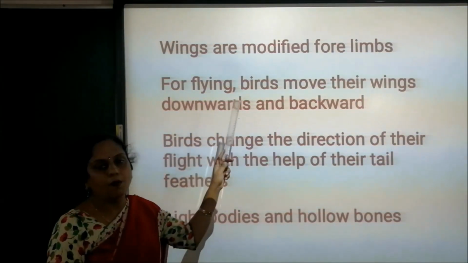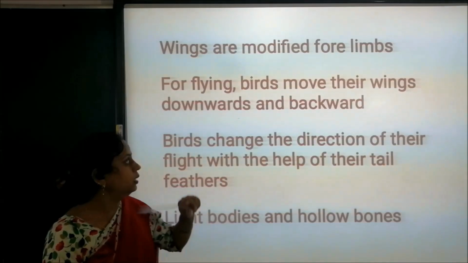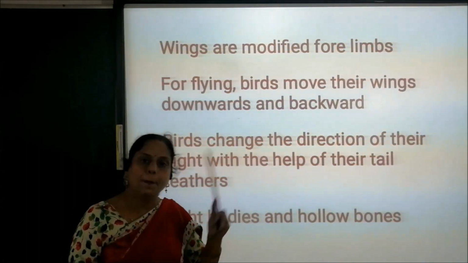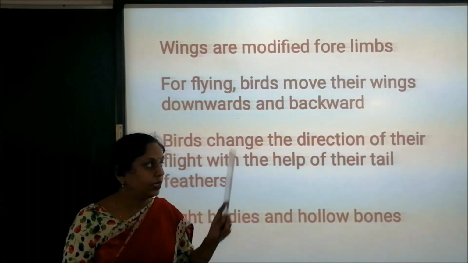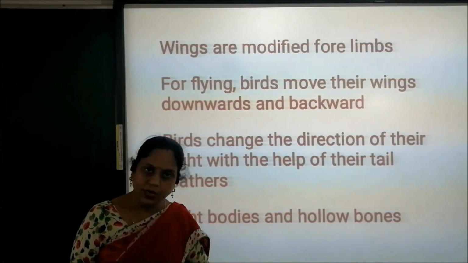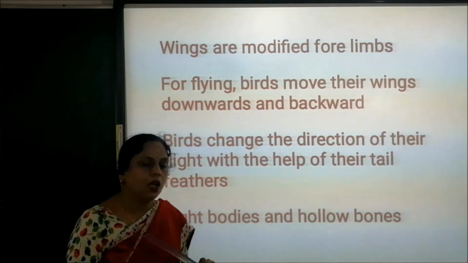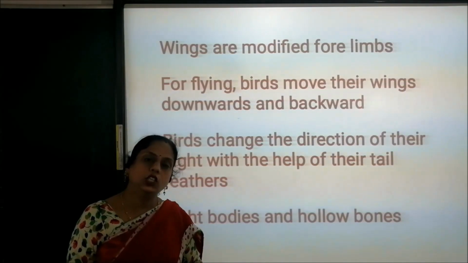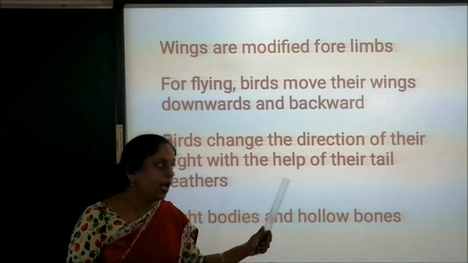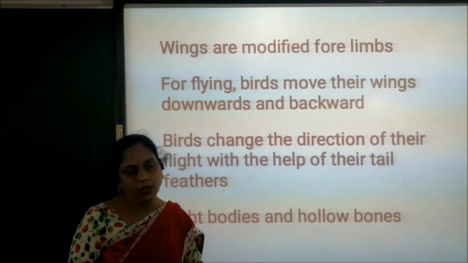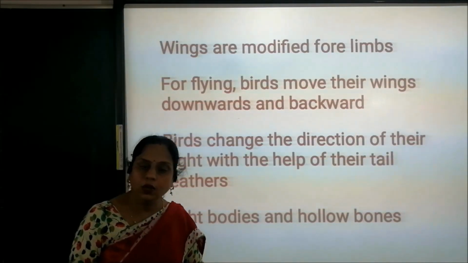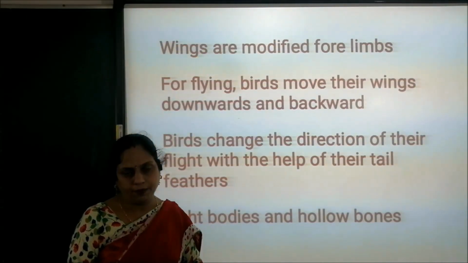For flying, birds move their wings downwards and backward, which lifts the bird upward and moves it forward. The birds change the direction of their flight with the help of their tail feathers. These tail feathers also help in landing.